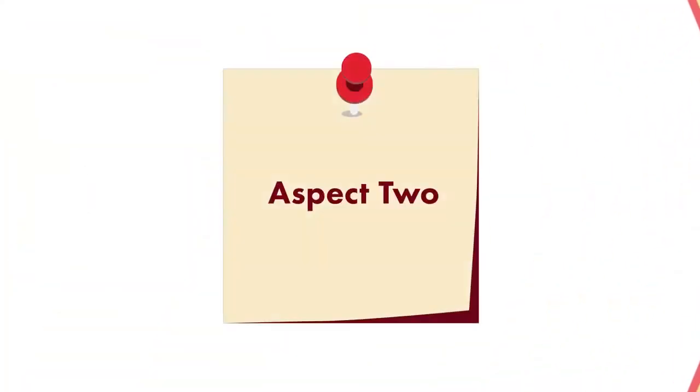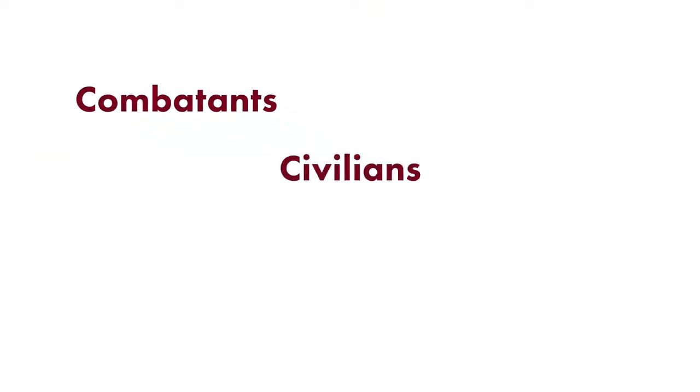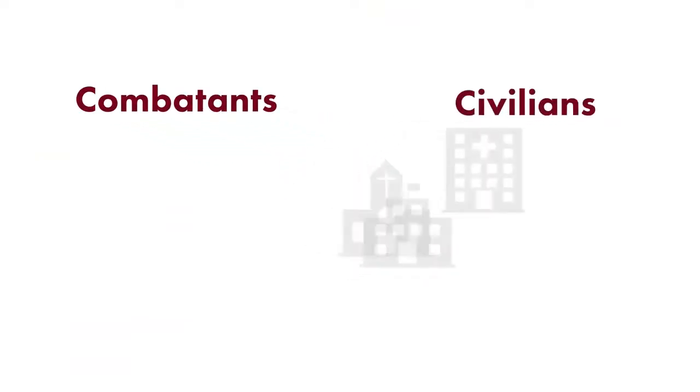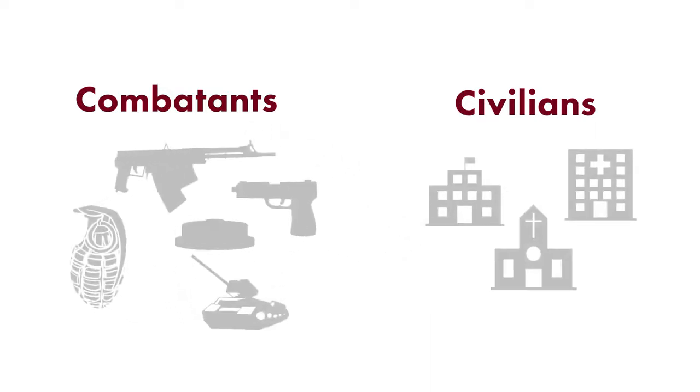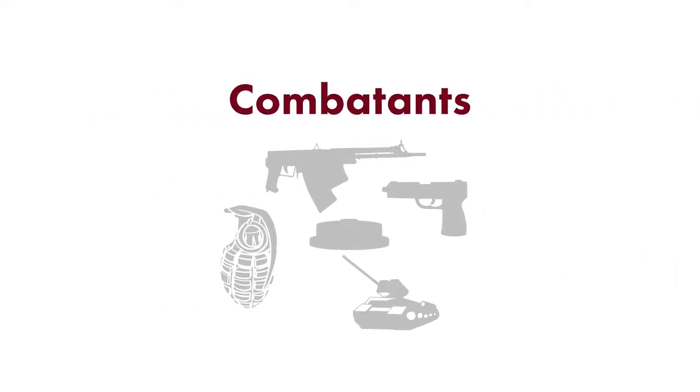The second aspect of distinction requires that before conducting an attack, parties must distinguish between combatants and civilian objects and military objectives. They must take all reasonable steps to ensure the weapons and tactics they use in the attack are directed only at combatants and military objectives.